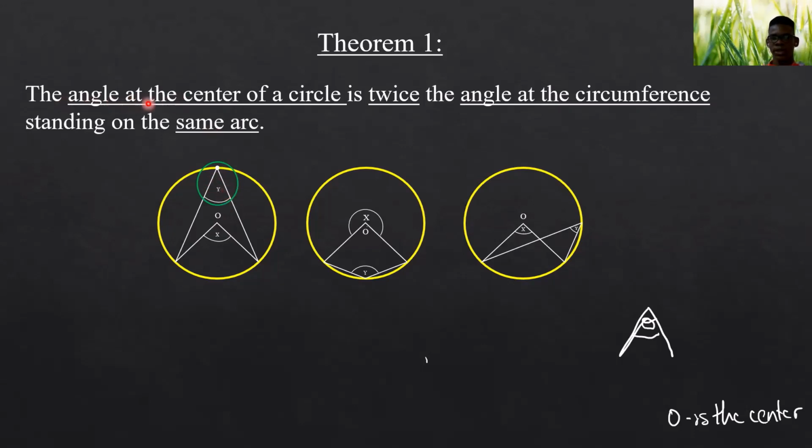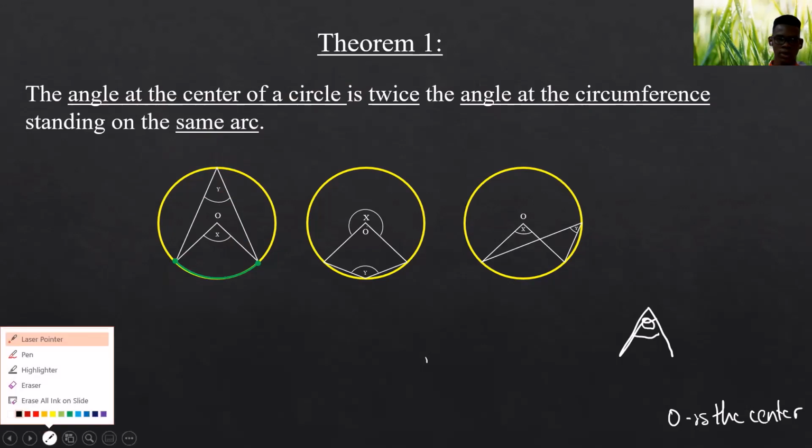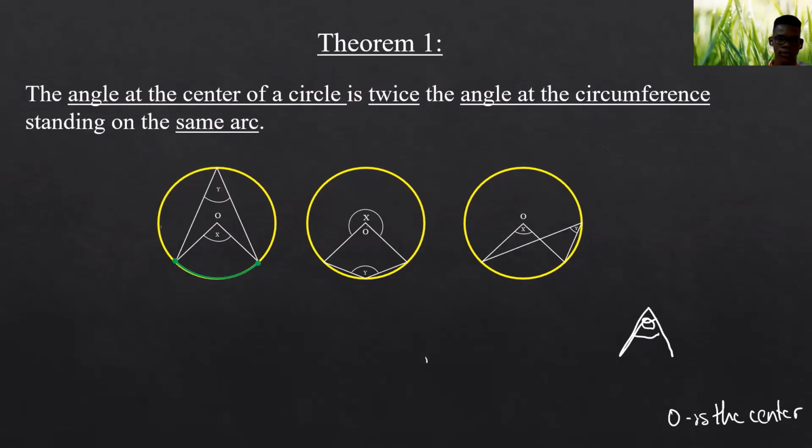So from this theorem, it says the angle at the center is twice the angle at the circumference standing on the same arc. So we know this is an angle at the center, and this is an angle at the circumference because again, the 2 lines constituting this angle connect at the circumference, and they're standing on the same arc. And remember, an arc is a portion of our circumference.